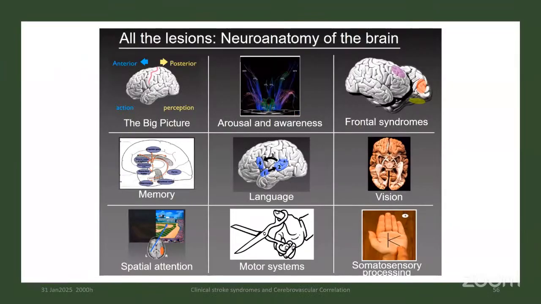So in all the neuroanatomy of the brain, you have seen the big picture. You know about arousal and awareness, the frontal syndromes, the memory, the language, the vision, the spatial attention, motor system, sensory, and keep this information in your mind. Now we are going to look at the stroke syndromes.